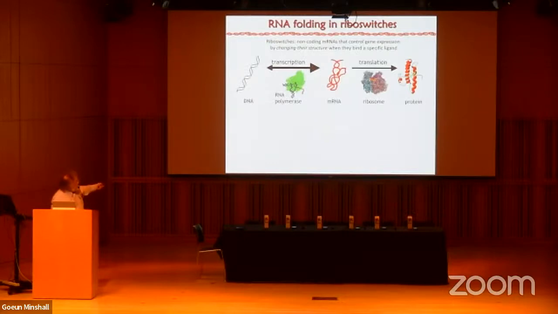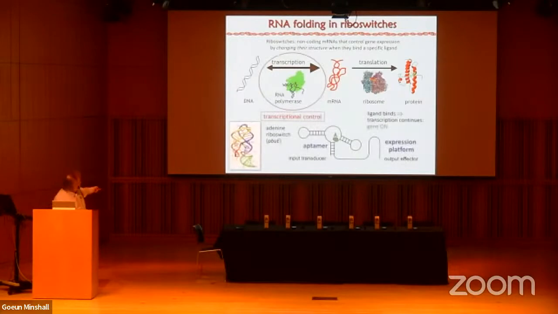But the something in a riboswitch doesn't get translated, but in fact exerts a form of transcriptional control in the polymerase. And here's how it does it. It's a little sequence of about 100 nucleic acids or bases, and it folds up into something.